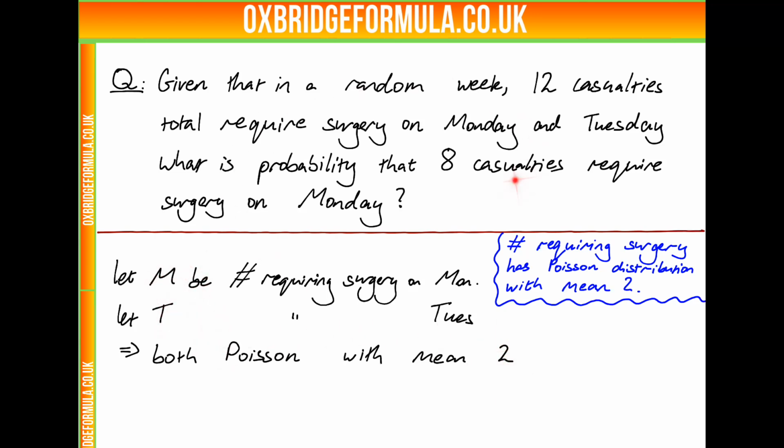So now how can we rewrite the question mathematically in terms of our variables M and T? Well, we're told that the total number that requires surgery on Monday and Tuesday is 12, so we must have M plus T equal 12, and we want to find the probability that 8 casualties require surgery on Monday. So we want to find the probability that M equals 8, given that M plus T is equal to 12.